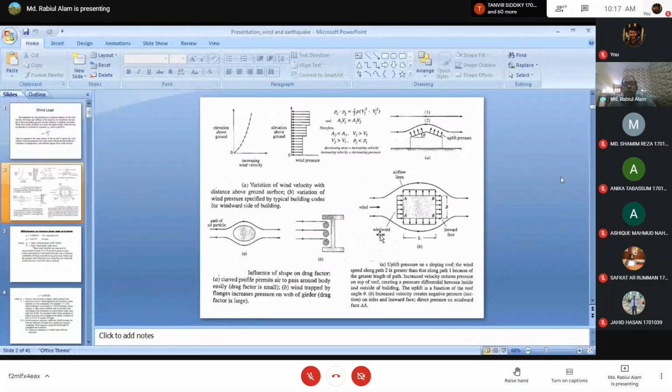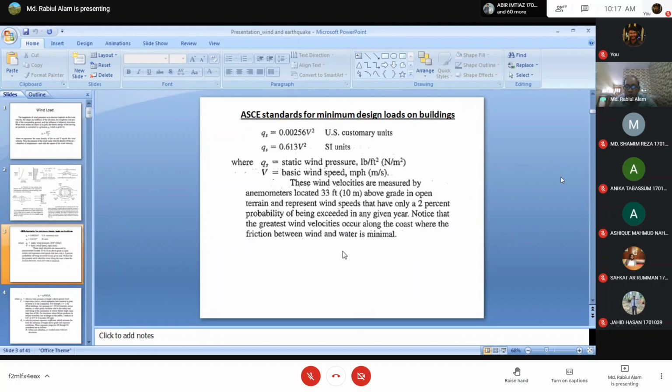So from this slide we can conclude that wind pressure not only depends on the velocity, it also depends on the ground conditions as well as the shape of the structures. Fine. If we go to the next slide, then what can we see here? So this is a static wind pressure.